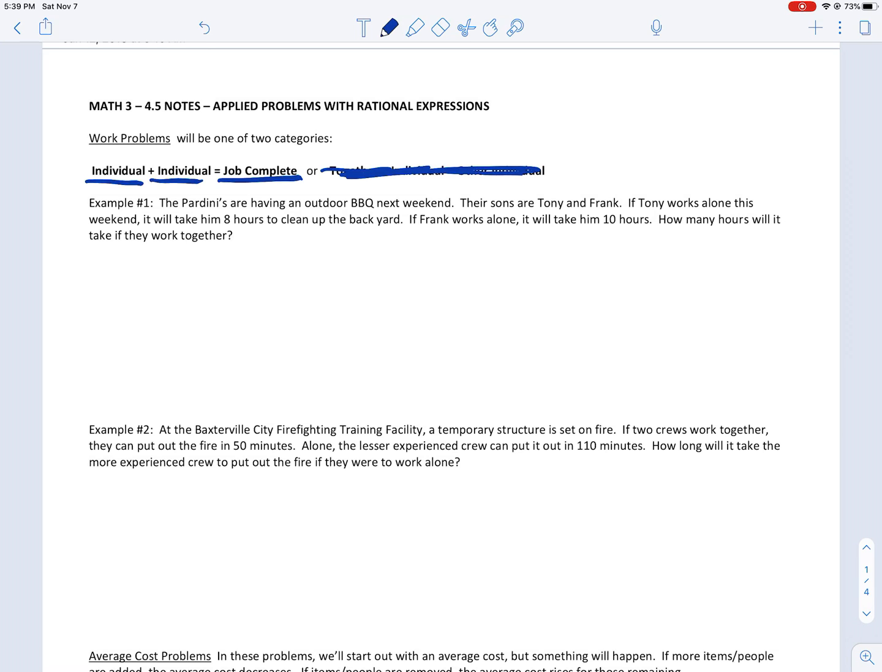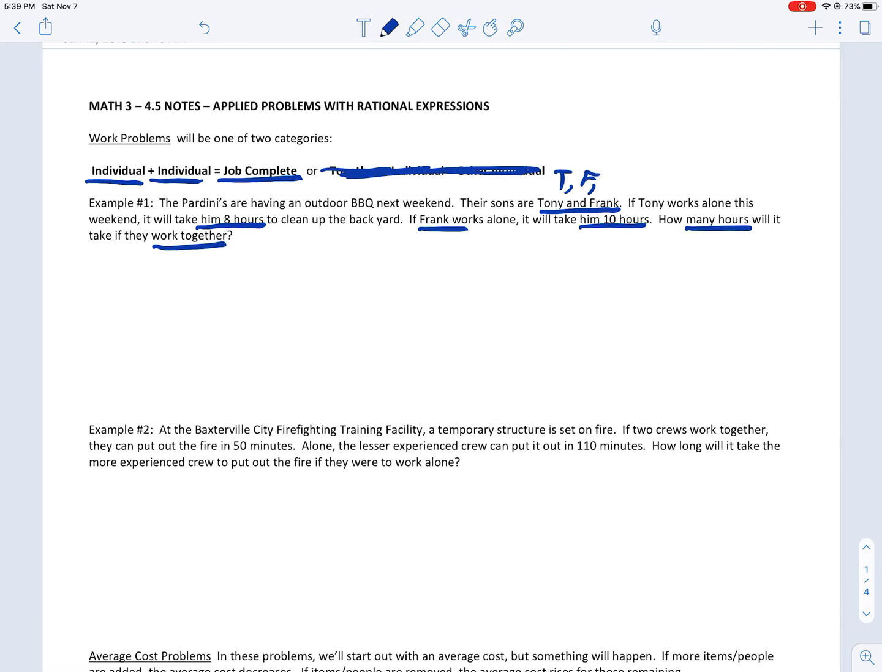So the Pardinis are having an outdoor barbecue next weekend. Their sons Tony and Frank. So I'm going to use T and F respectively. If Tony works alone for the weekend, it takes him 8 hours to get the job cleaned up. For Frank, it takes him 10 hours. How many hours will it take them to work together?